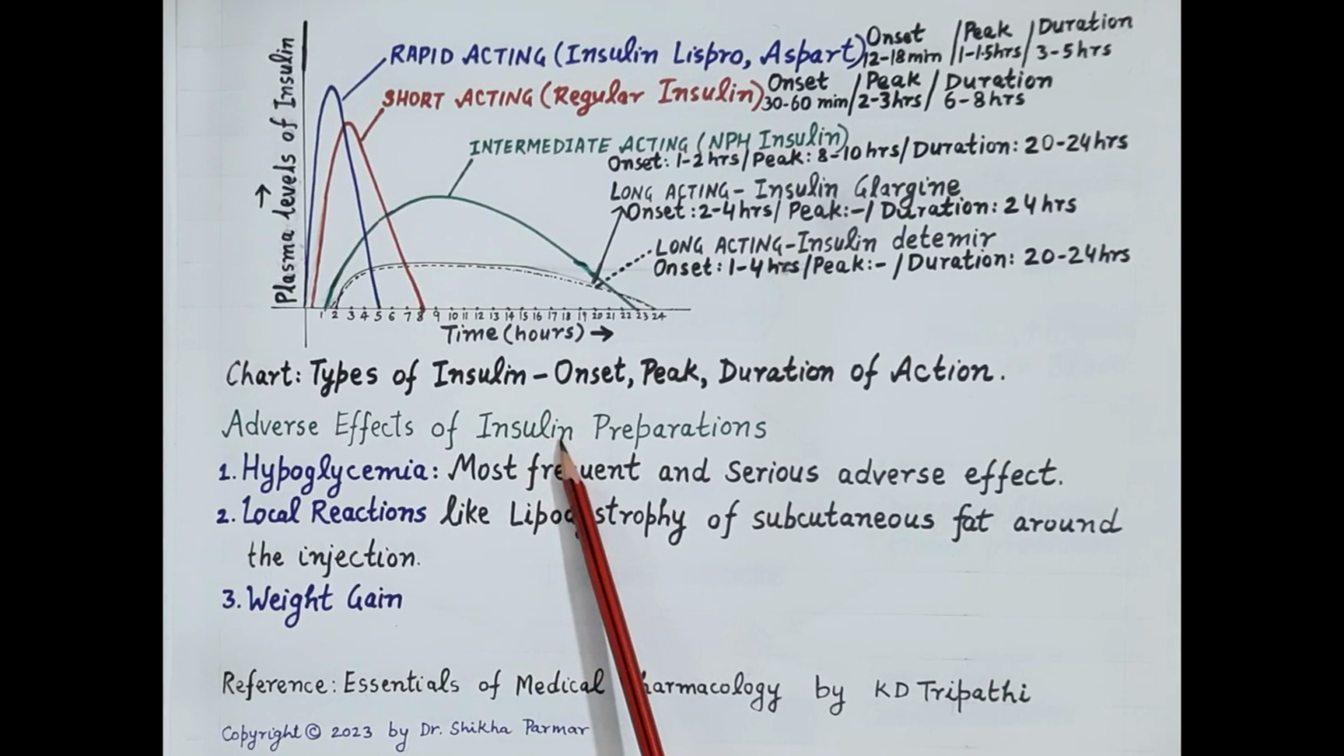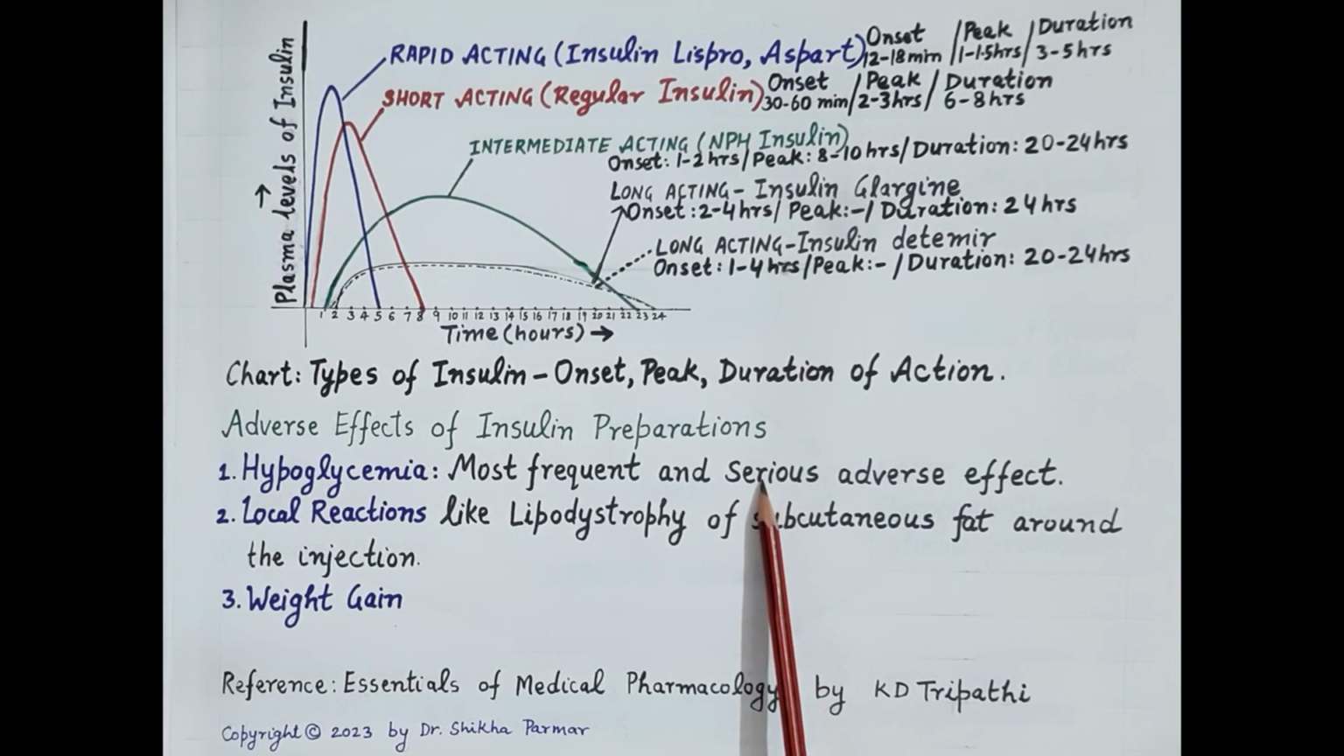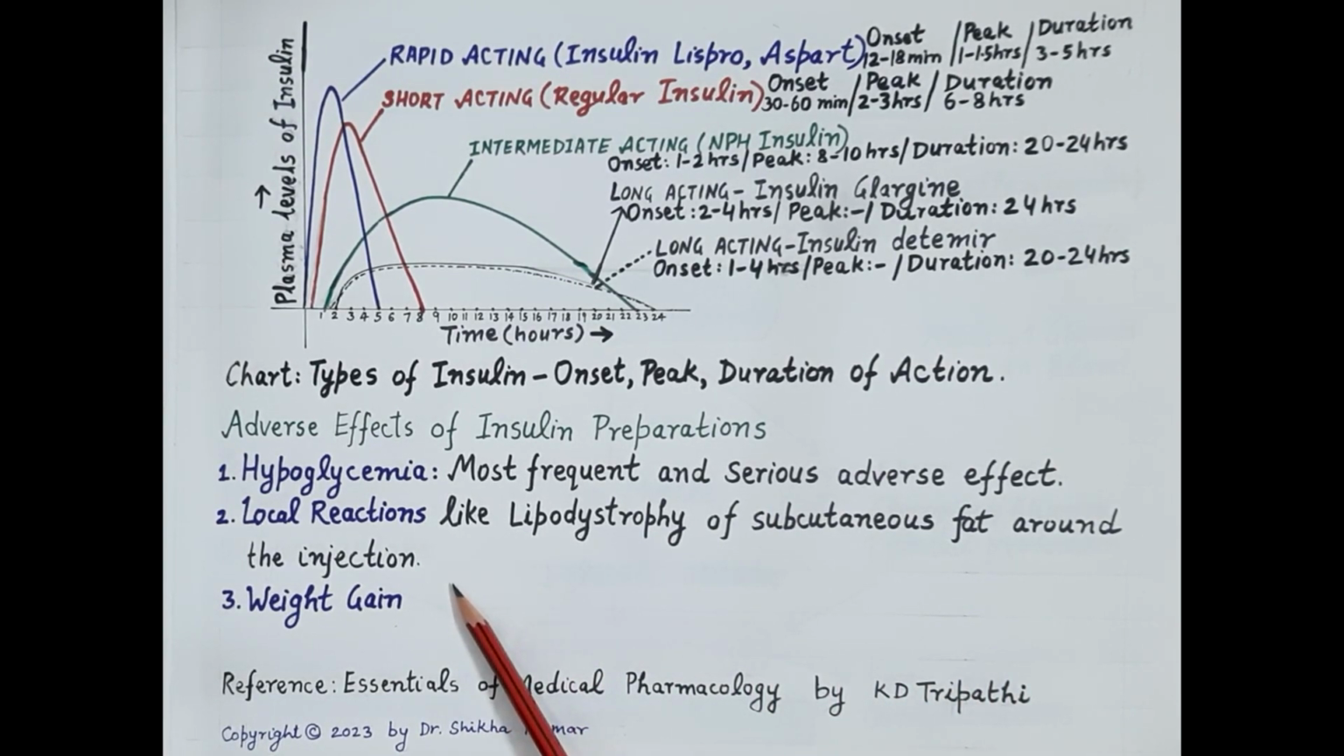Now, adverse effects of insulin preparations. Hypoglycemia is the most frequent and serious adverse effect. It usually occurs following high doses of insulin or missing a meal after the injection of insulin. Then local reaction like lipodystrophy of subcutaneous fat around the injection can occur. Now, this can be avoided by instructing the patient to rotate the site of insulin injection, that is not to inject on the same site every day. Then another adverse effect is the weight gain. It is also a common side effect of insulin therapy. So, this is in brief on different categories of insulin preparations.